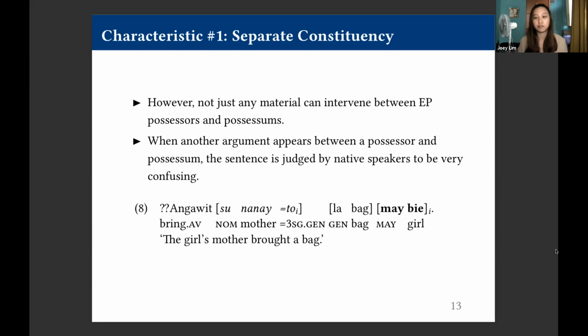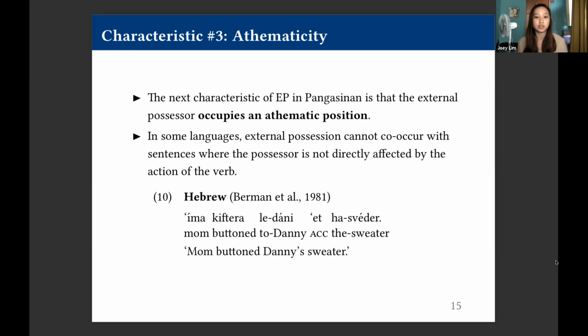The next characteristic of external possession in Pangasinan is that the external possessor occupies an athematic position. In some languages, external possession cannot co-occur in sentences where the possessor is not directly affected by the action of the verb. Here we have an example from Hebrew. In 10, Mom buttoned Danny's sweater. This sentence is actually infelicitous if Danny is not wearing the sweater during the action of the buttoning. This is because Danny is not directly affected by the action of the verb.